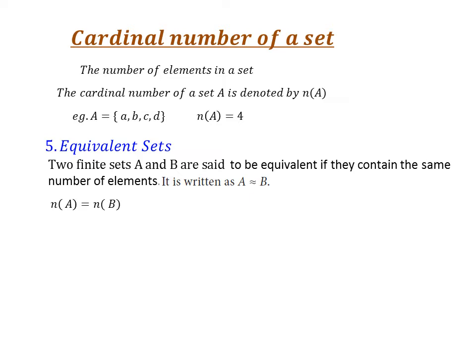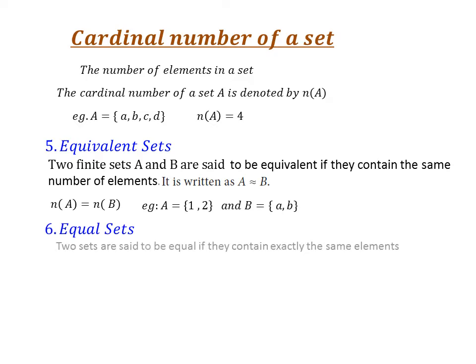Number of elements in A is equal to number of elements in B. Example, A is equal to 1, 2, B is equal to a, b. The elements need not be same. Different elements, but number of elements should be same.